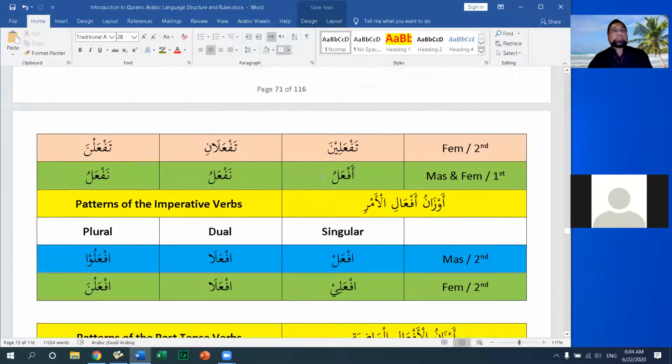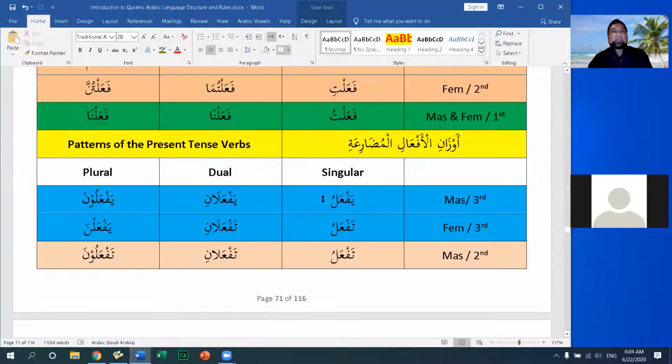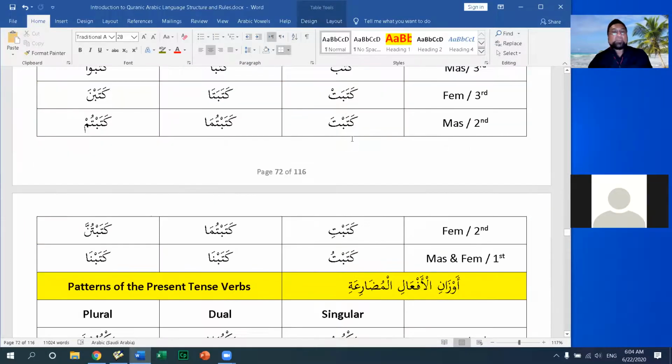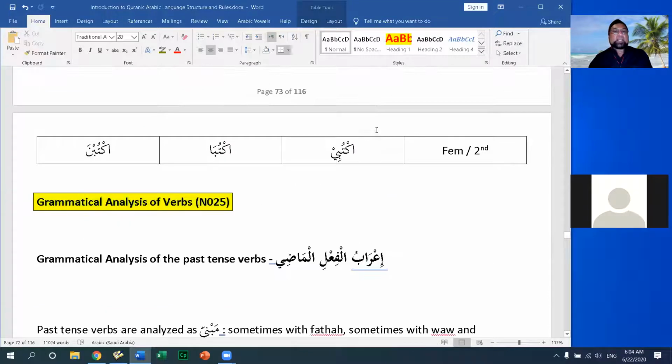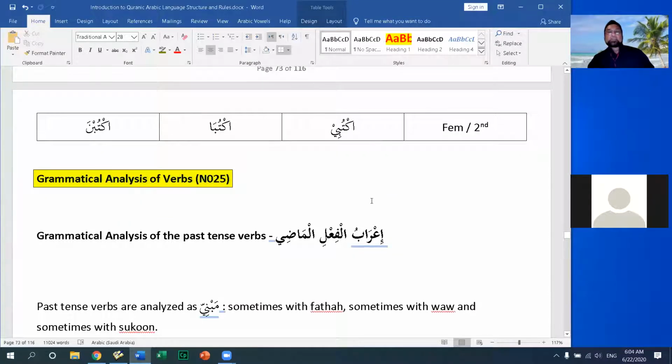Now what we will do is the analysis of the verbs. إعراب الأفعال. How do we analyze the verb? Grammatical analysis of verbs. So we spent a lot of time conjugating the verbs, and some of the nouns derived from those verbs.